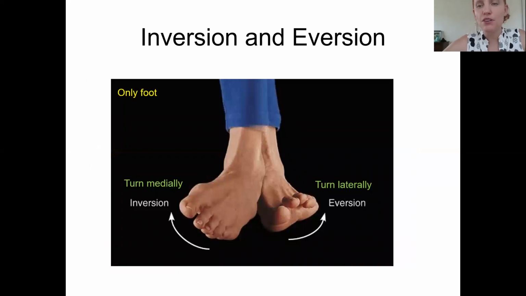The other types of movements that the feet can make are inversion and eversion. If you are inverting, it means you're pointing it medially. So here's your big toe. It points towards the inside, going in. So remember, in means inversion. Whereas eversion, if you have an aversion to something, you turn away from it. So eversion means going laterally.